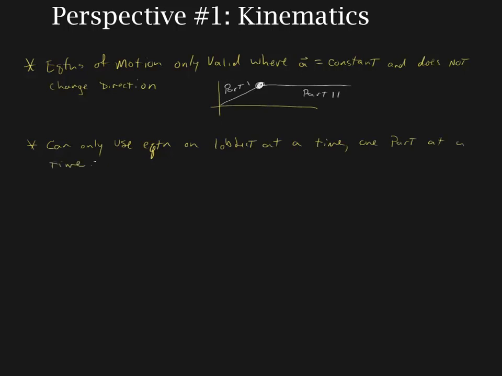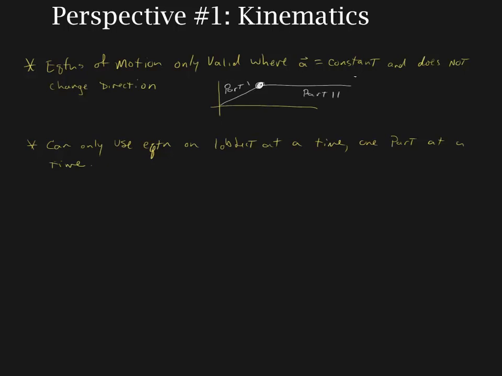So what that means is this. You cannot use the equation of motion twice in part one. For example, the velocity function. You could not use the velocity function twice for part one. However, you could use the velocity function once in part one, and then you could use it again for part two, because those are considered to be two separate motions for the purpose of problem solving.